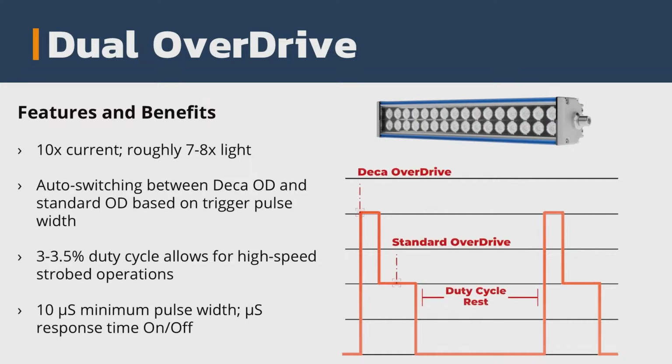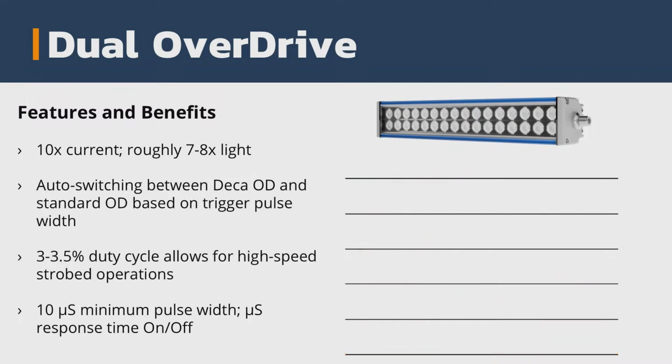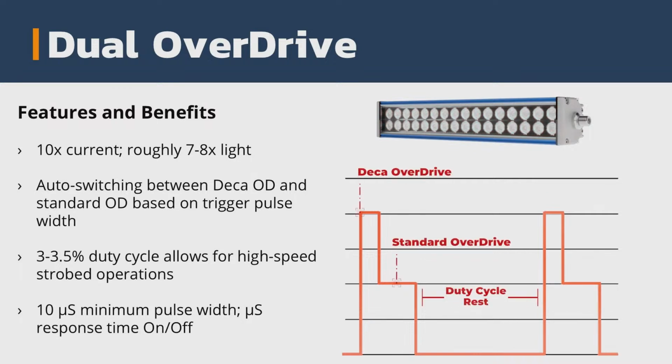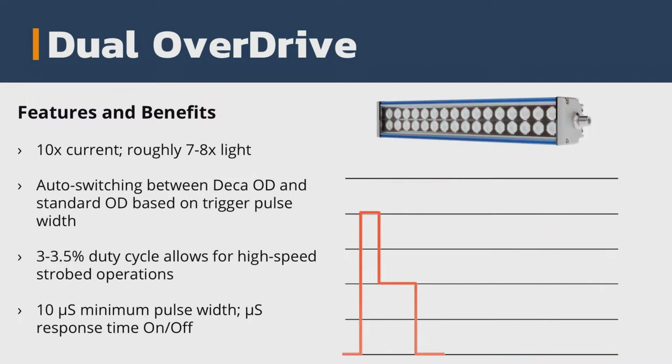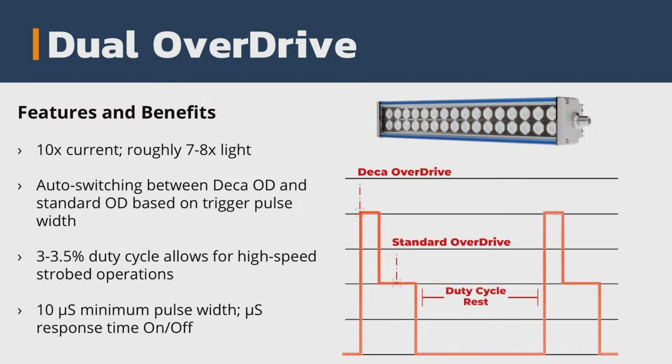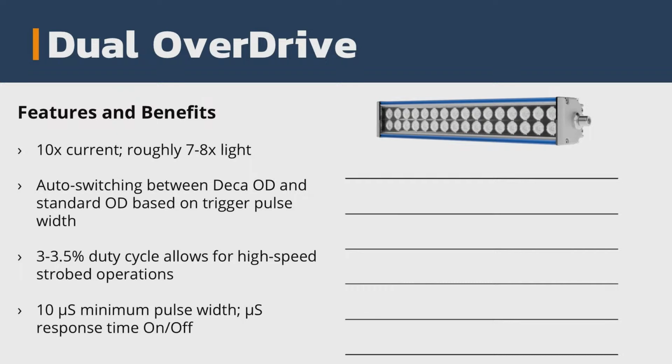So for features and benefits, we get roughly 10 times the current for the first millisecond. Like I said, 7 to 8 times the amount of light. The product auto switches between deca overdrive and standard overdrive based on the trigger pulse width. The user doesn't have to do anything. You hook it up and synchronize it with the camera. The light triggers off the pulse width coming from the camera, and any of the switching in the overdrive mode happens internal to the light with the user not needing to do anything.